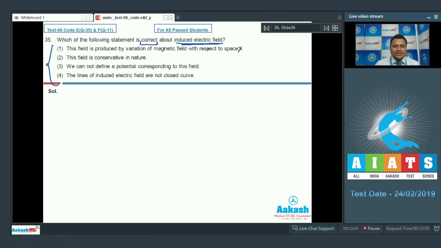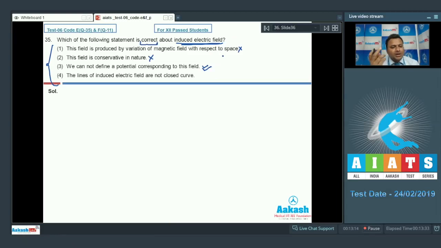The field is conservative in nature. No, induced electric fields are non-conservative in nature. The electric field which we have covered in the electrostatics chapter is conservative in nature, but here the induced electric field is non-conservative in nature. So that's why option number 2 is also wrong. We cannot define potential corresponding to this field. Yeah, this option is absolutely correct. The potential cannot be defined for the induced electric field. So this is the correct option.